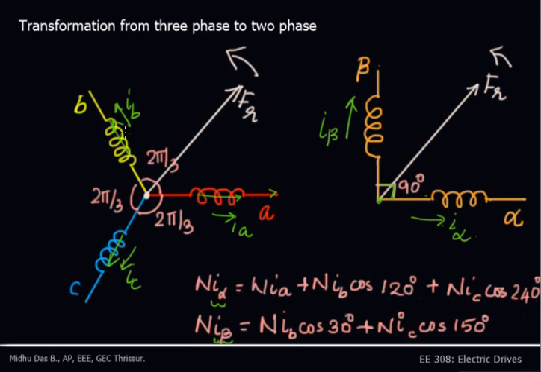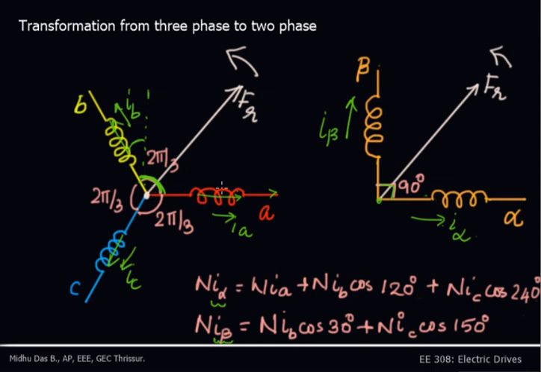For IB, it will be 120 degree here between the horizontal direction and IB. So NIB cos 120 degree is the component along the horizontal direction, and NIC cos 240 degree is the component of this along the horizontal direction. Similarly, if you take NI beta, NIB, this is a beta direction, this angle is 30 degree. So here you see NIB cos 30 is a component of this along the beta direction.